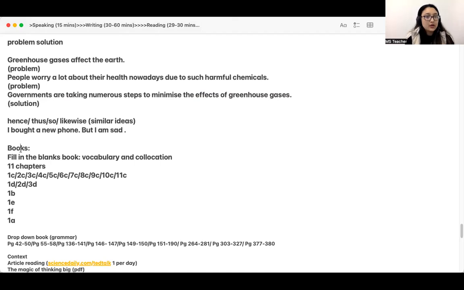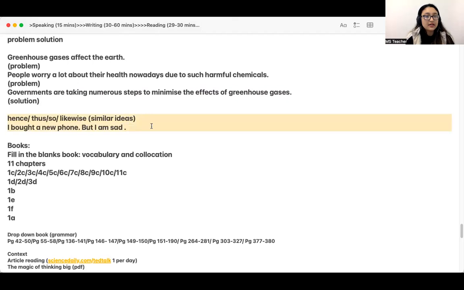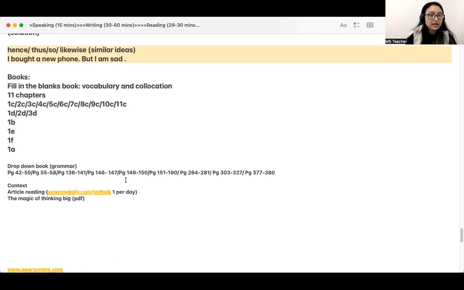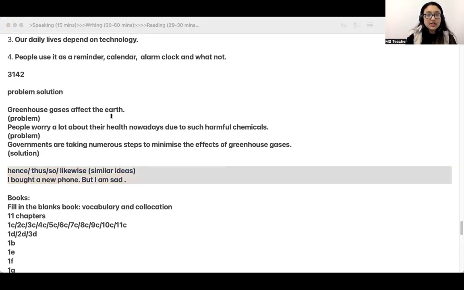All right, now these conjunctions are also very helpful. When you see conjunctions like hence, thus, so, likewise, you have to club the similar ideas together. And when you see conjunctions like by contrast, in contrast, or on the other hand, then you have to club the different ideas together. All right, so that's it for the reorder paragraphs. Let's try to use this concept.